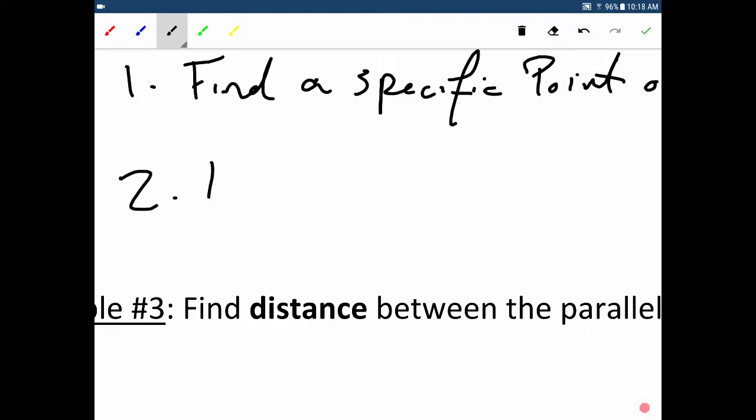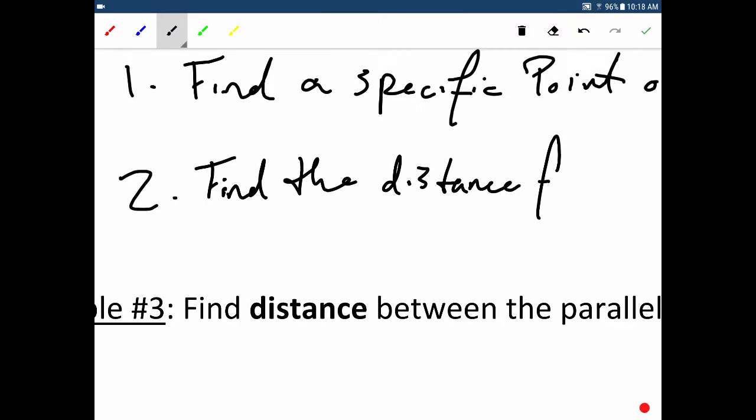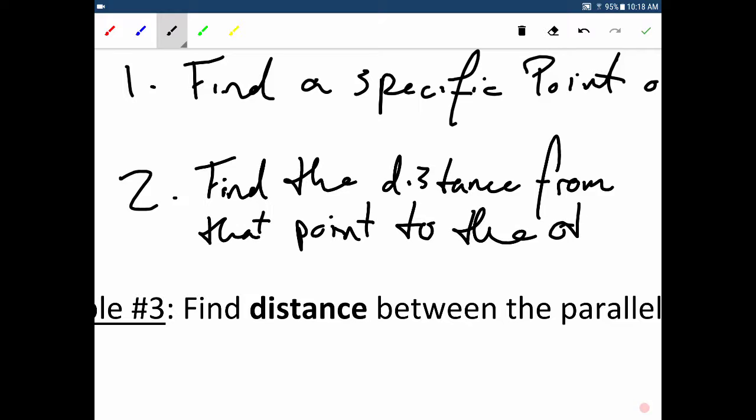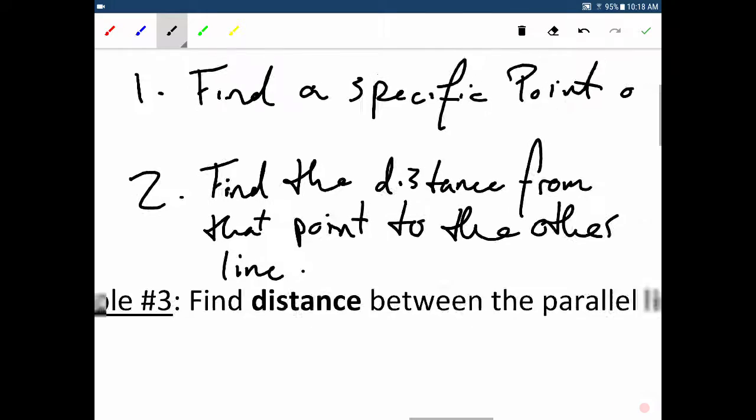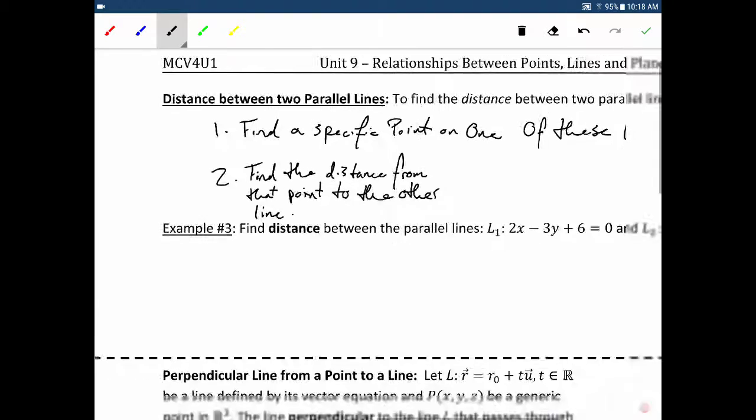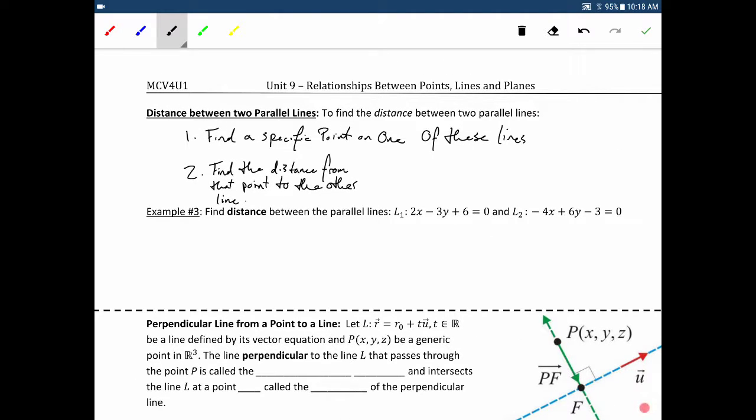So find the distance from that point to the other line. There we go. And you can use that same distance formula that we had before.